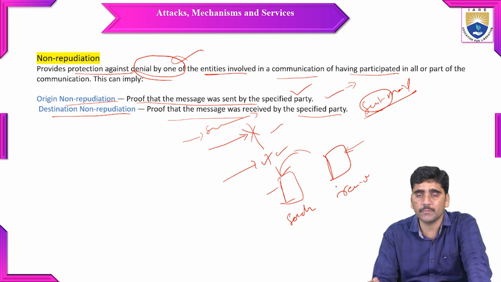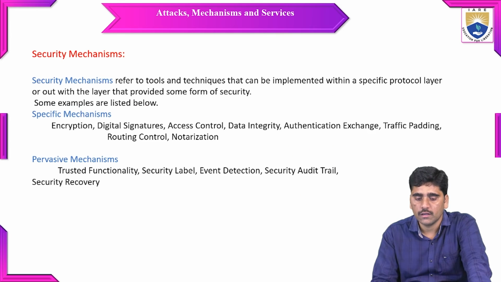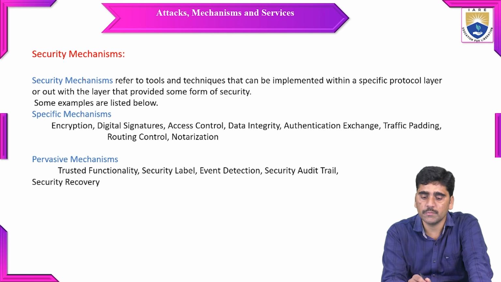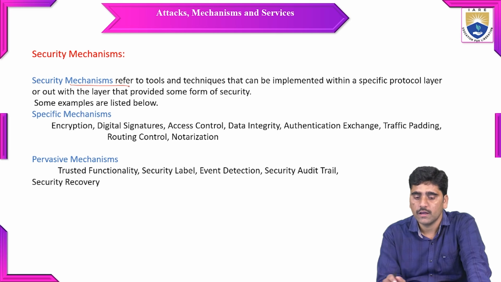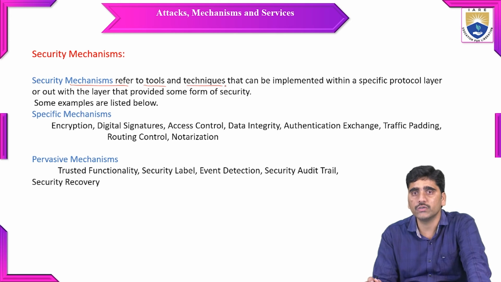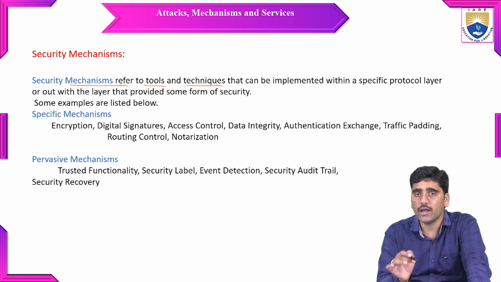So this is the non-repudiation process, and different types of security mechanisms. Till now we have seen different types of services. To implement those services, we are going to use some security mechanisms. Security mechanisms refer to some tools and techniques. To implement those services, we have to use some tools and techniques, right? Implementing those tools and techniques is called a mechanism.